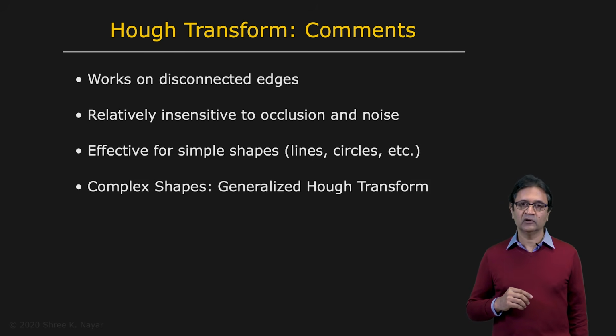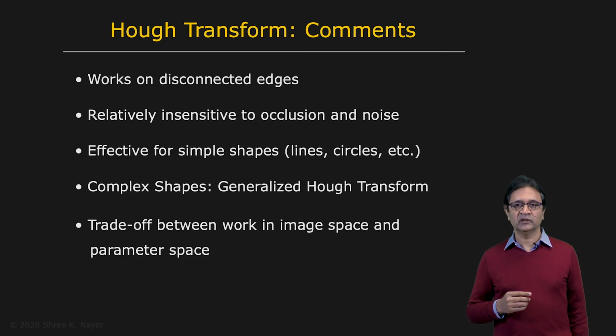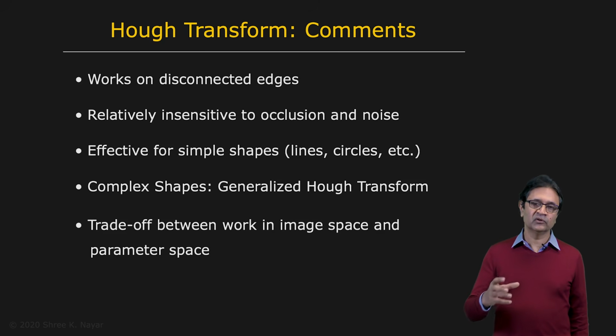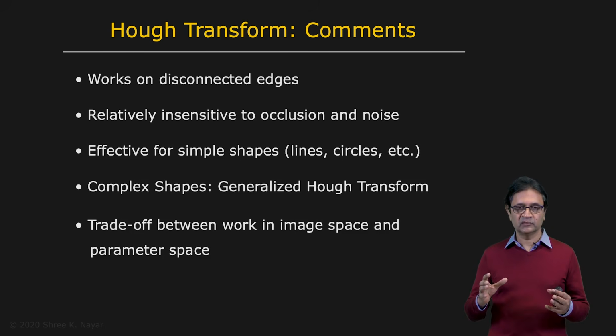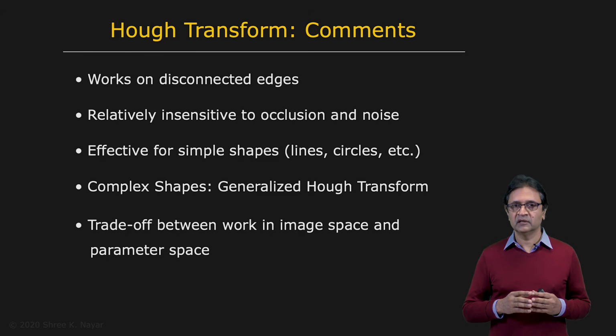And it can work on complex shapes using the generalized Hough transform, but at some point, there is a trade-off between the work that you do in your image space versus the work that you need to do in your parameter space. So when you looked at the generalized Hough transform, which included scale and orientation and so on, you see that very quickly the problem becomes unmanageable in terms of memory and in terms of computations. So for simple parametric forms, the Hough transform is a very elegant, very useful technique. For more complex problems, it is not that practical.